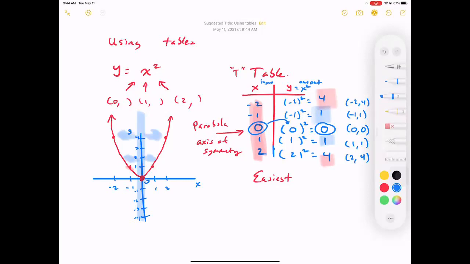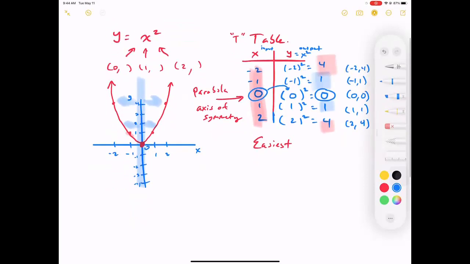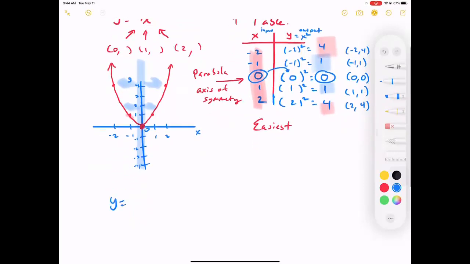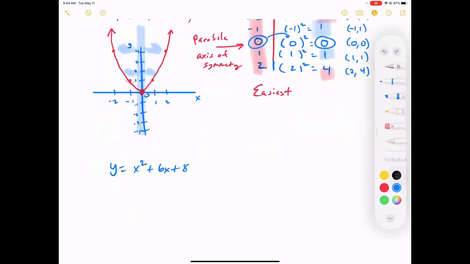But let's do another one here. And again, this is the problem that we did before. y is equal to x squared plus 6x plus 8, okay? So let's try this one. And we're going to do the exact same thing. We're going to plug in 0 and a bunch of numbers that we think are easy. We're going to plug in our x and y's. And let's start off with 0 right in the middle, just like we did before.